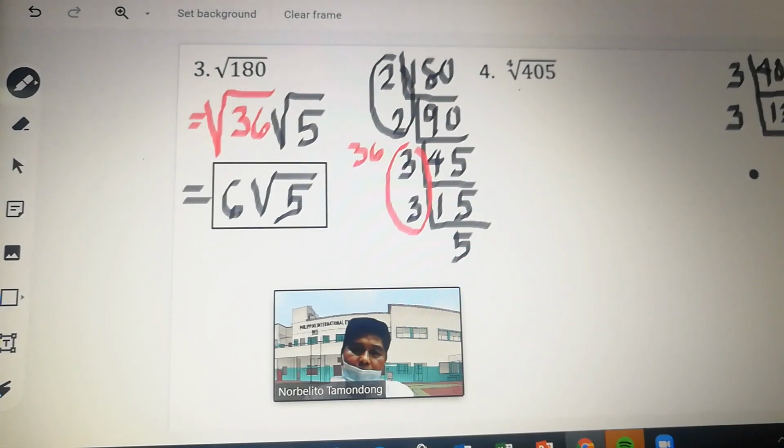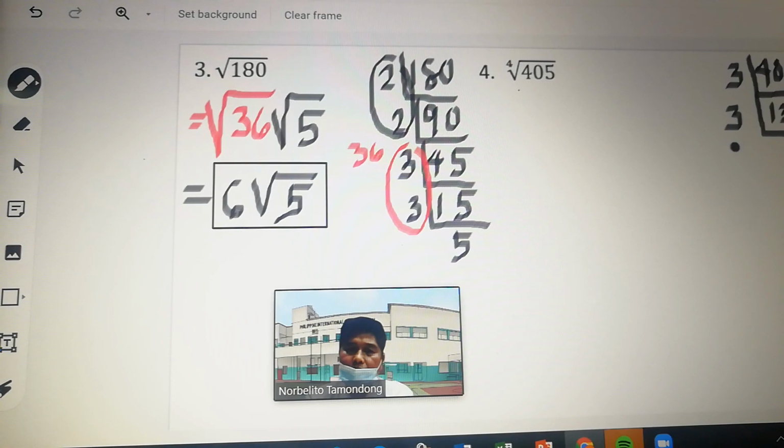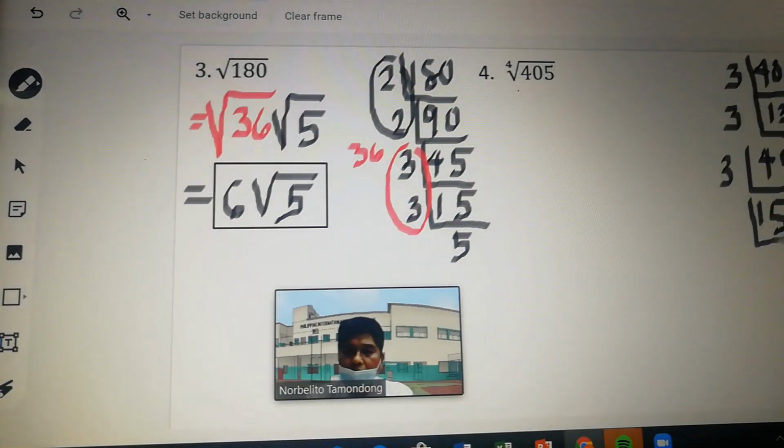So 135 divided by 3. 13 divided by 3 is equal to 4. 15 divided by 3 is equal to 5. Next is 45 divided by 3. That is equal to 15. Then divided by 3 again. That's equal to 5.